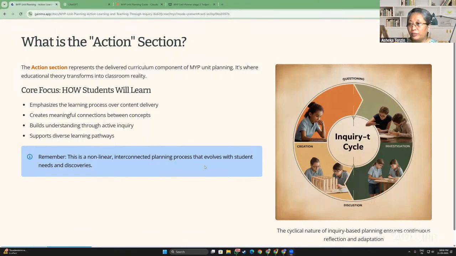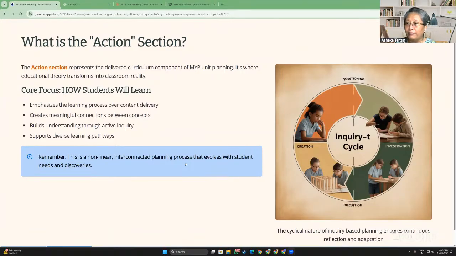Now, what is the focus of this stage? The focus is how students will learn. So, how will they learn? This particular section will emphasize the learning process rather than the delivery of content. Okay, how are the students learning? It will create meaningful connections between concepts.